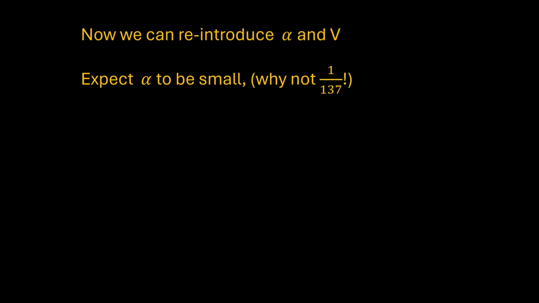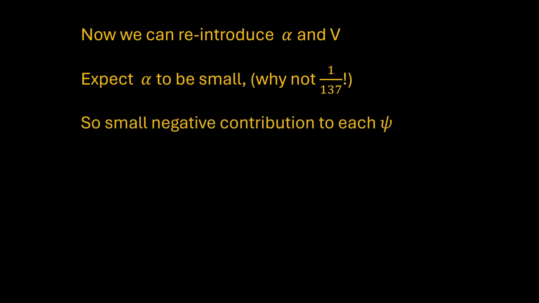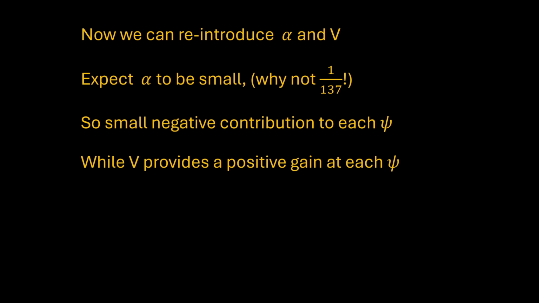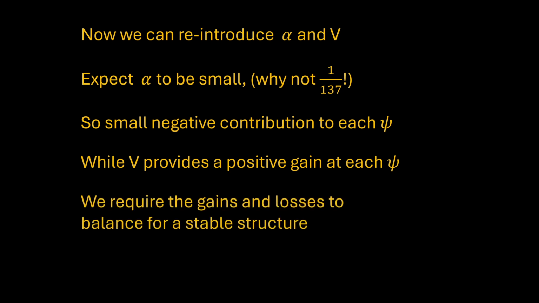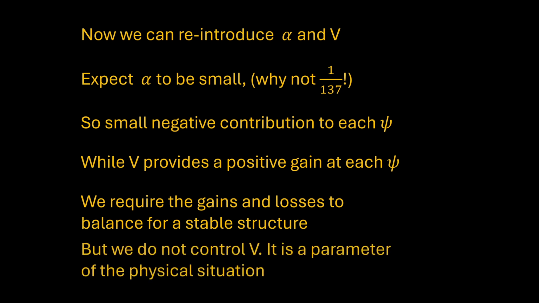Because this value is a lot less than 1, the contributions at each FR from all the others will always be negative, that is, out of phase, and also quite small. But the potential term V always gives a resonant gain to each FR. Of course, if we want to give the solution for a stable structure, it must be the case that the gains from the potential and the losses from the contributions must balance out. But V is a parameter of the problem we were trying to solve. We have no control over it. For example, in our case, V pertains to the simple harmonic oscillator potential. It is what it is.